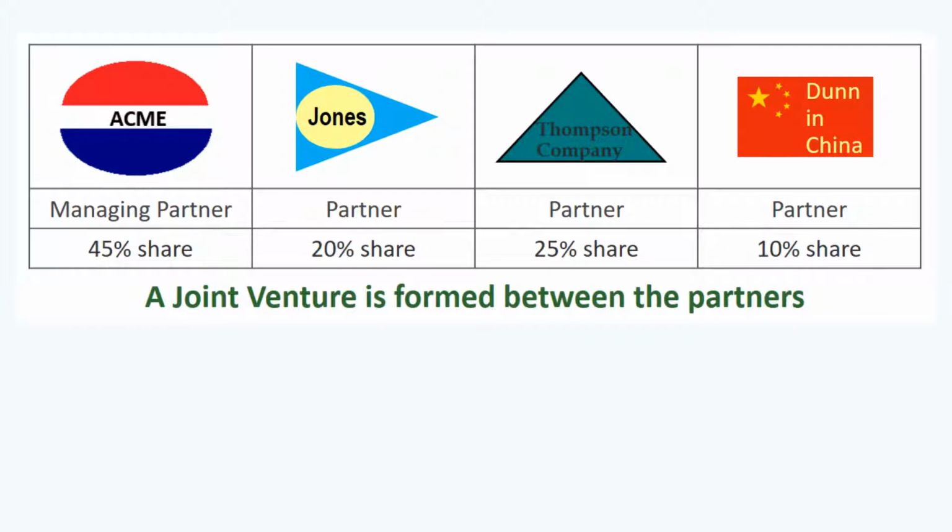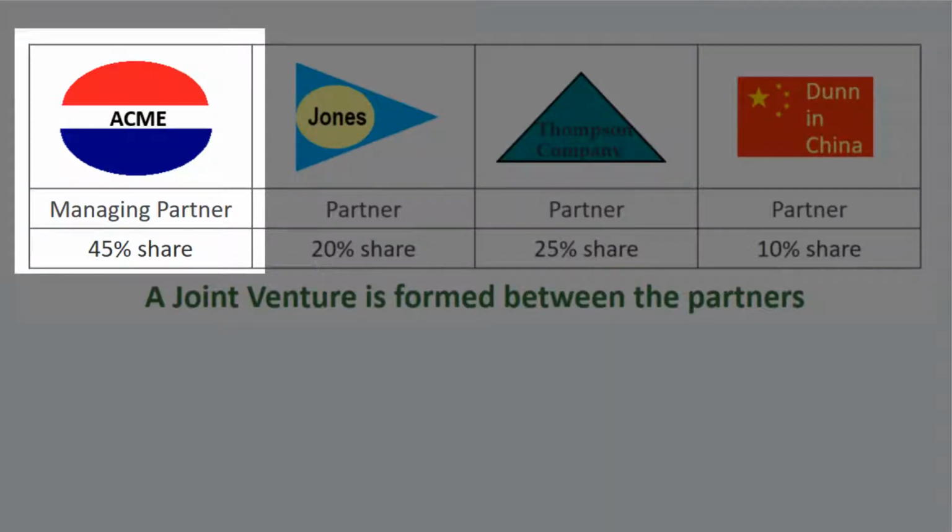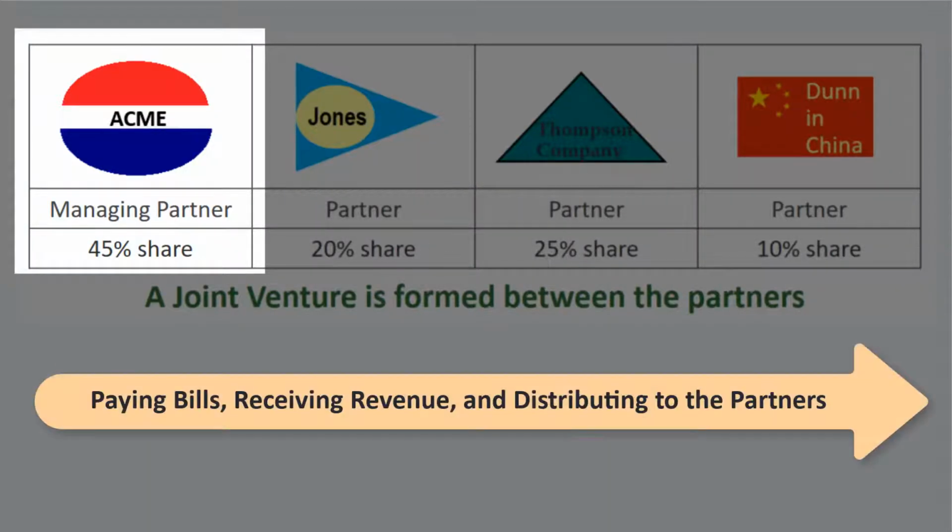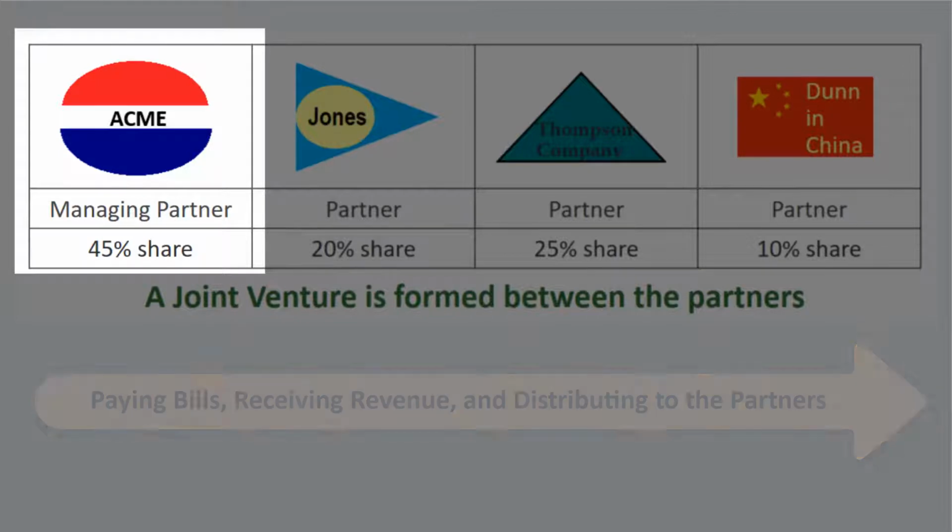A joint venture is a type of partnership between multiple entities where those entities share in the cost and revenue associated with the joint venture. One of the members of the joint venture serves as a managing partner and is responsible for paying the bills, receiving any revenue, and distributing to the other partners in the joint venture.